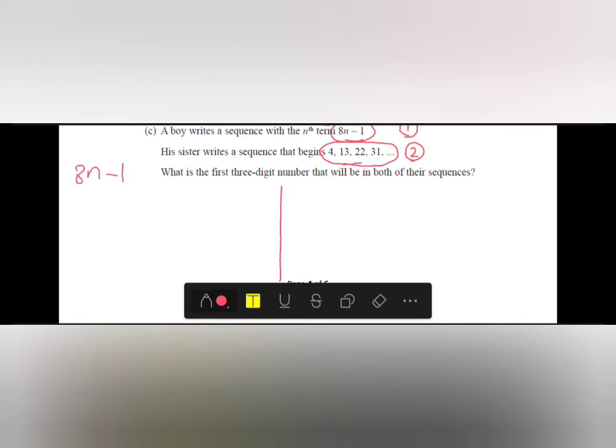So what we need is a first three-digit number. Using this sequence, to find a three-digit number, it means n, when you multiply it by 8, you must have a three-digit number. Now, we can use several numbers. We can start using, for example, 10. If we say n is 10, we multiply 8 by 10 and then subtract 1. 8 times 10 is 80, minus 1 is not a three-digit number.